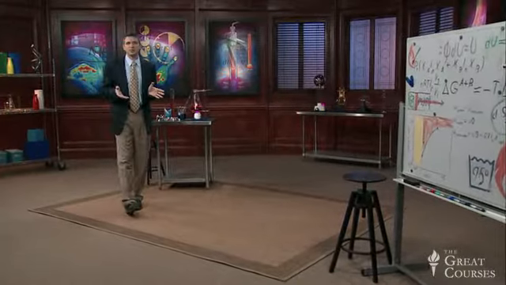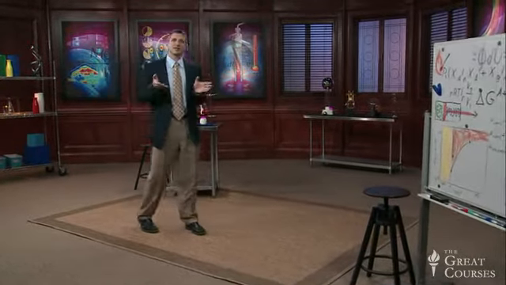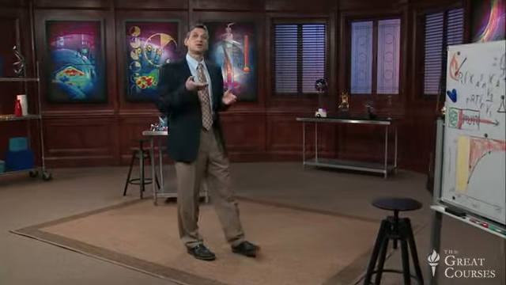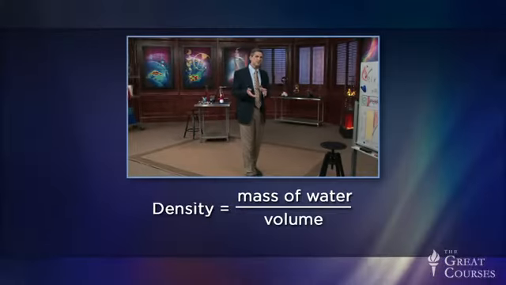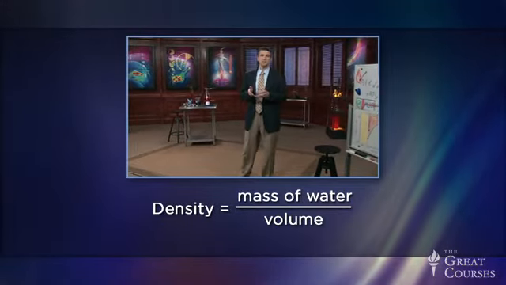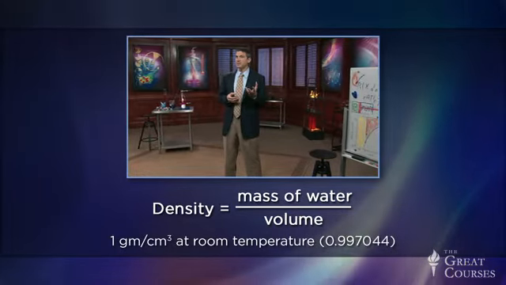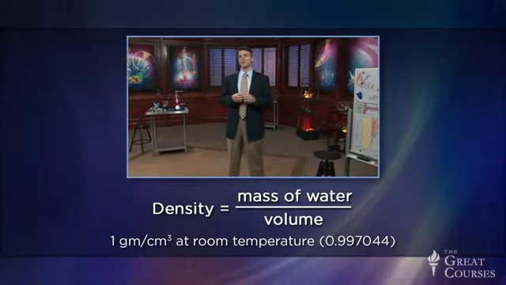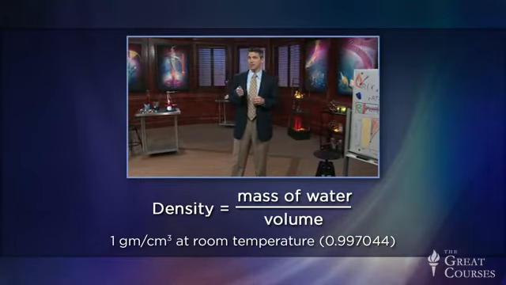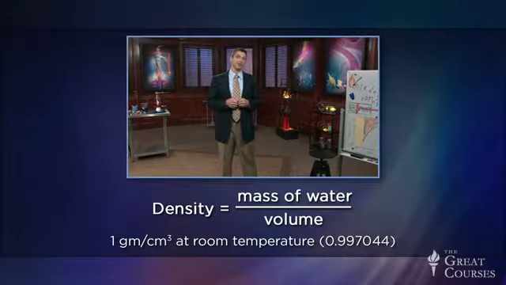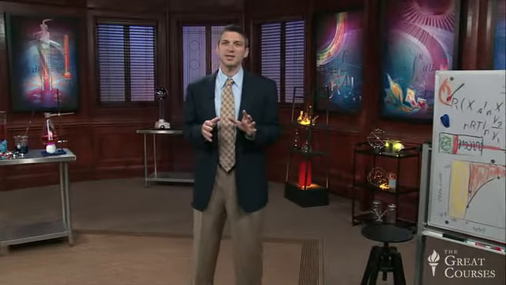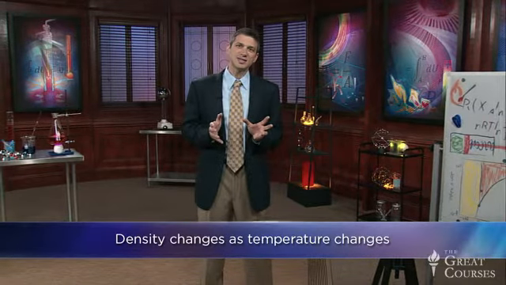Let's take a look. The key concept in such a thermometer is that the density of water depends on temperature. By density, I mean the mass of water divided by its volume. At room temperature, this value is just under 1 gram per centimeter cubed, 0.997044 to be exact. The point is that this density changes as the temperature changes.